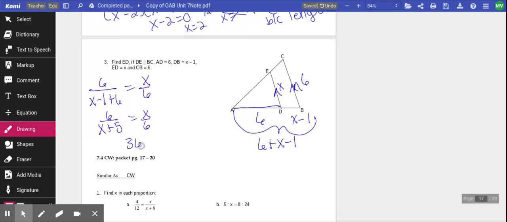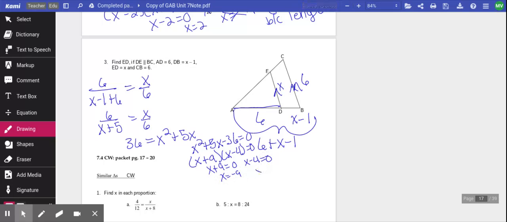Cross multiply, 36 equals x squared plus 5x. It's quadratic, so it has to equal 0. So that means x squared plus 5x minus 36 equals 0. Factors of negative 36 that add to be 5 are x plus 9 and x minus 4 equals 0. So x plus 9 equals 0, x minus 4 equals 0. x equals negative 9, x equals 4. I'm going to reject the negative 9. And they asked me to find ED. So ED is 4.